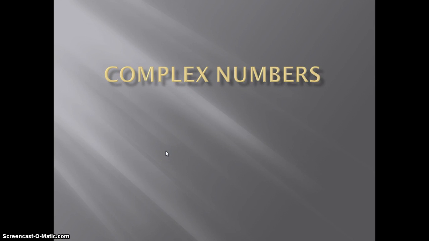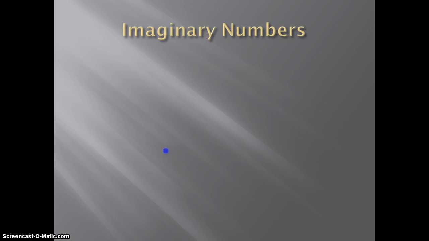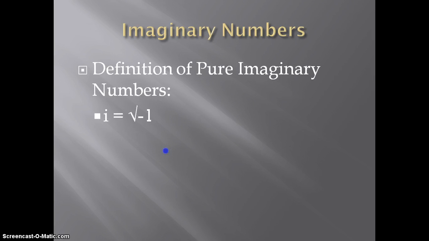Okay, in today's lesson, we're going to be talking about complex numbers. When working with complex numbers, we need to understand imaginary numbers. Imaginary numbers: i equals the square root of negative 1. We have dealt with that when simplifying radicals, when you have a negative under the radical. And a new concept is i squared equals negative 1.